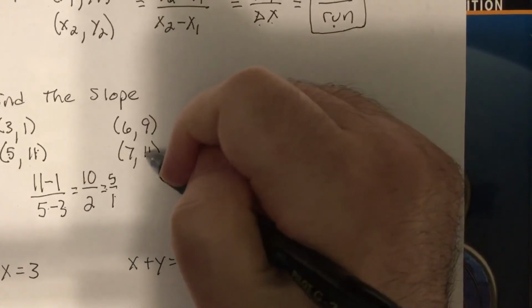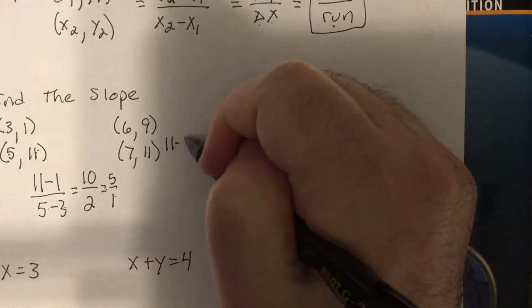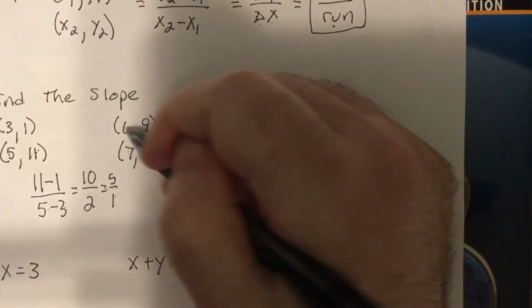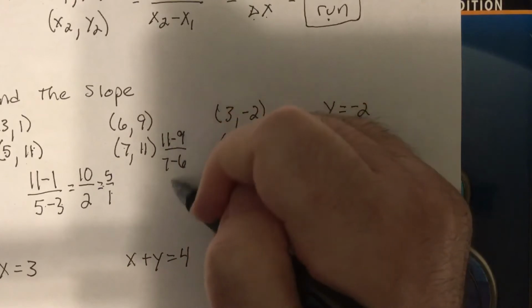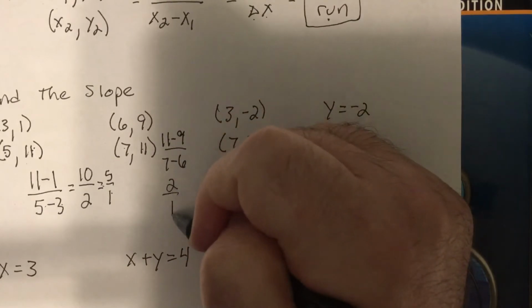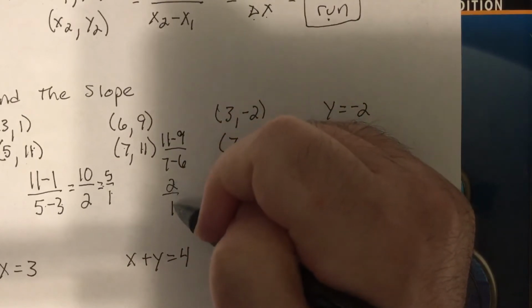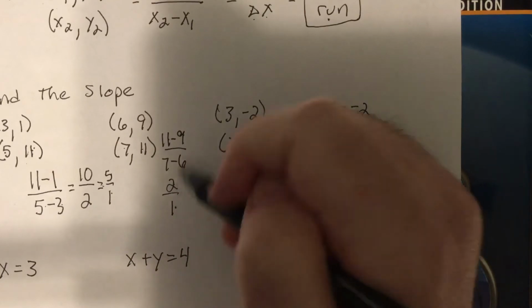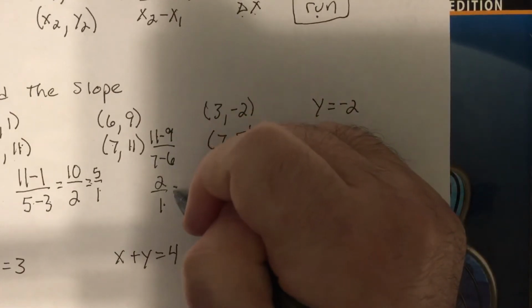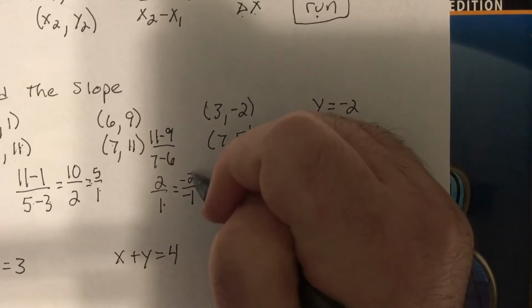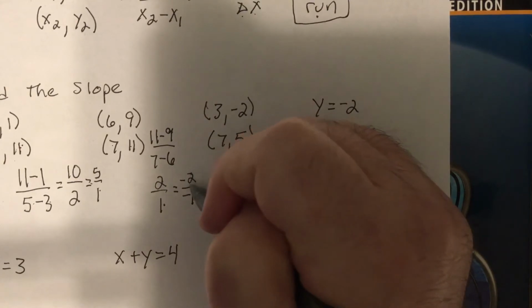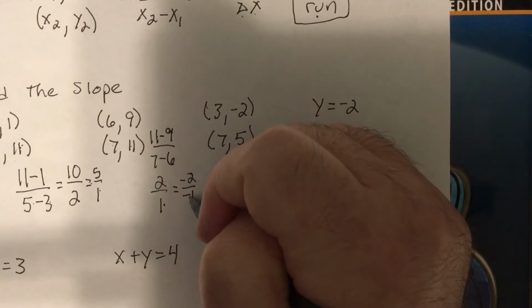So let's see this one. 11 minus 9 over 7 minus 6. So 11 minus 9 is 2 over 1. So you're going up 2 for every right one. Or if you remember your fractions, I could make this negative 2 over negative 1 so that I'm going down 2 for every left one.